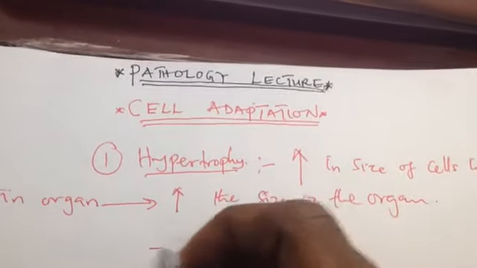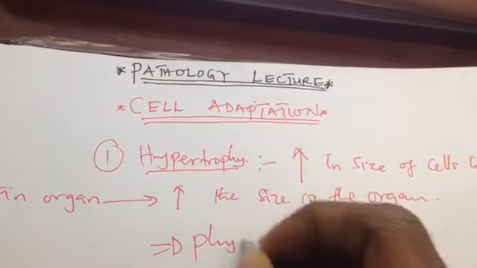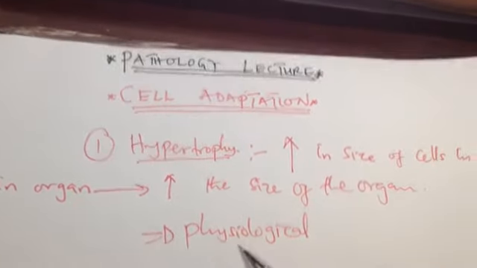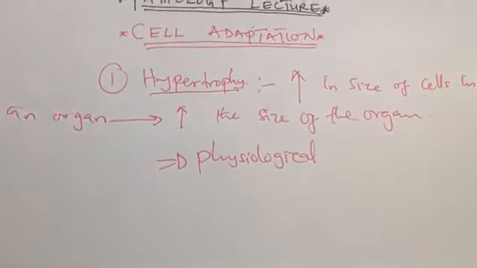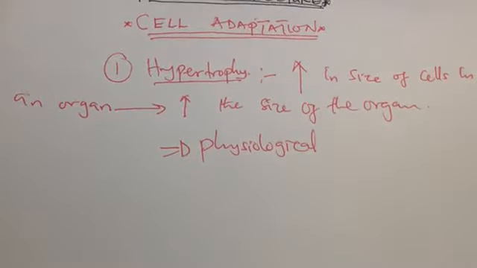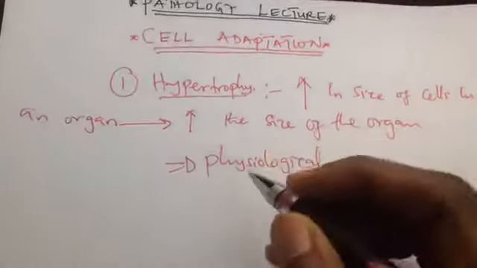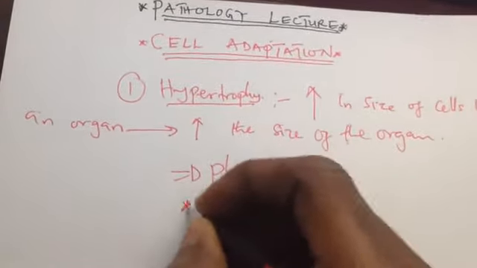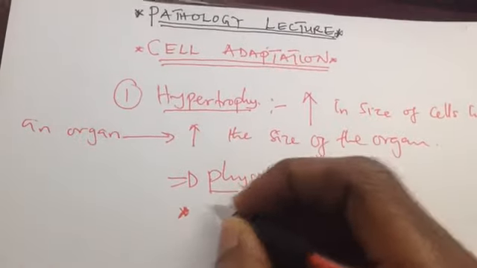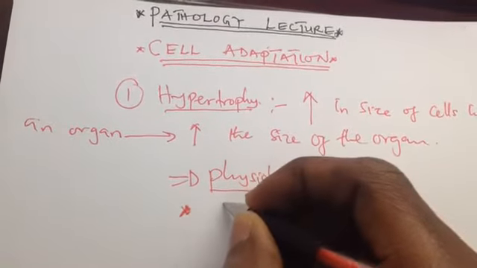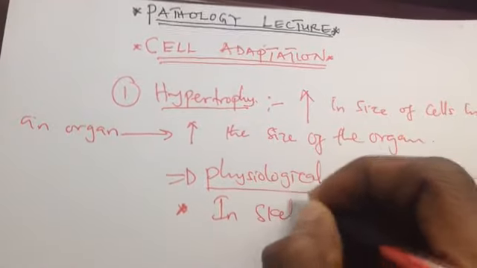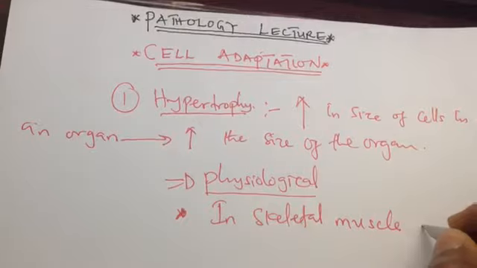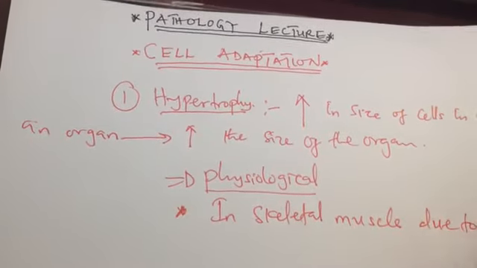We have physiological hypertrophy. This occurs not due to an underlying pathology. It is called physiological, and it is even helpful. For example, in someone who is undergoing gym, especially in skeletal muscle, due to gym.